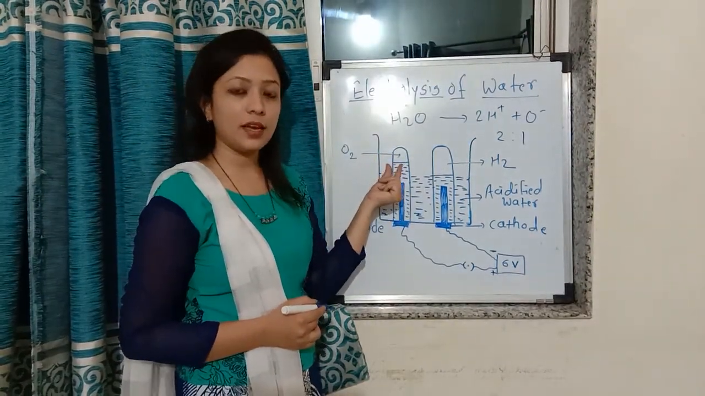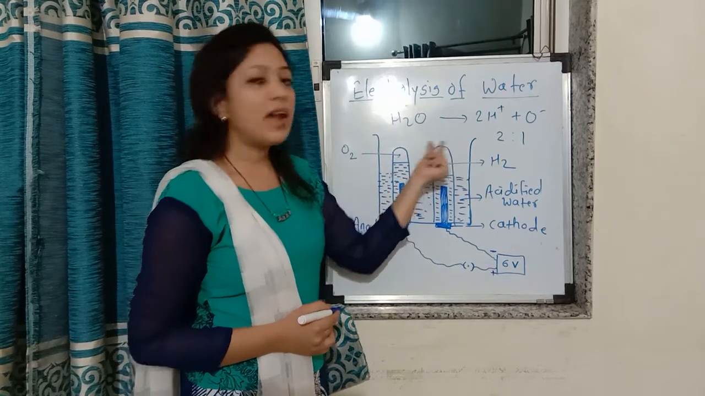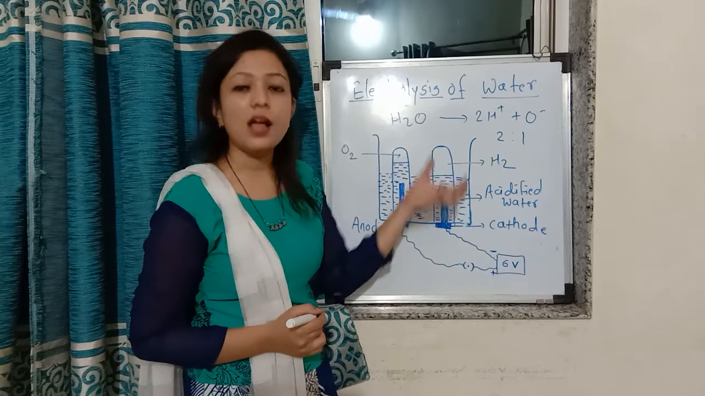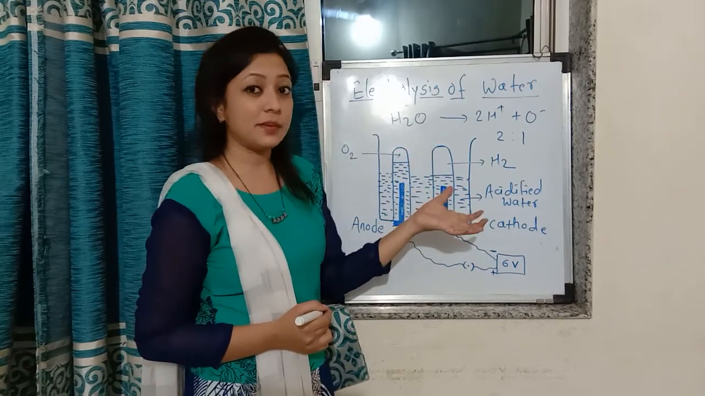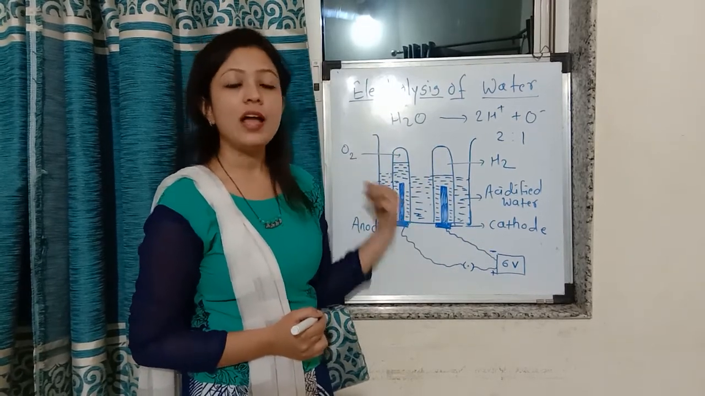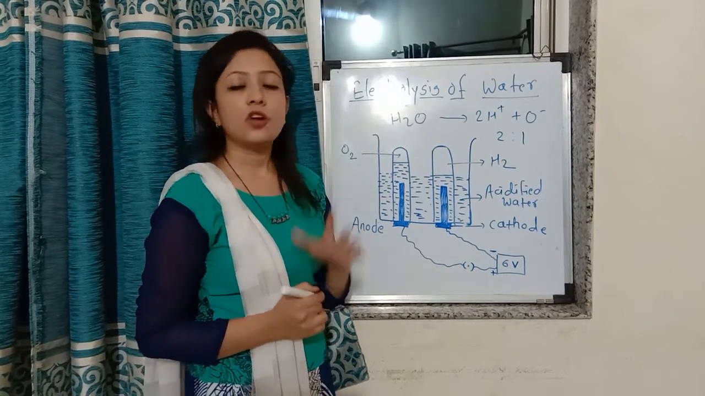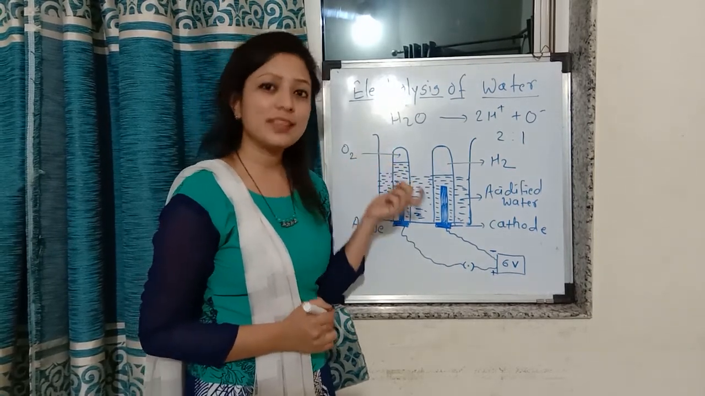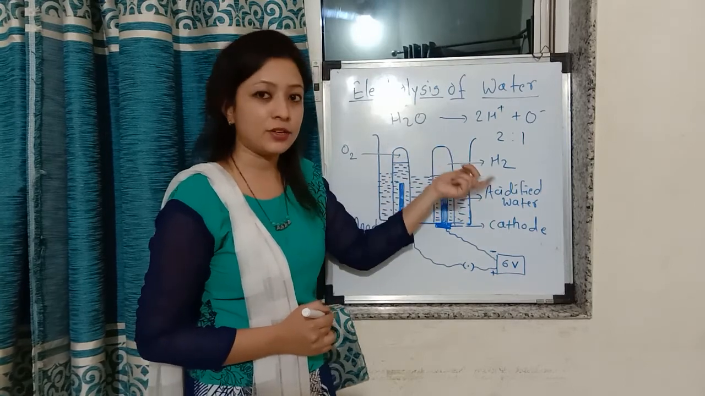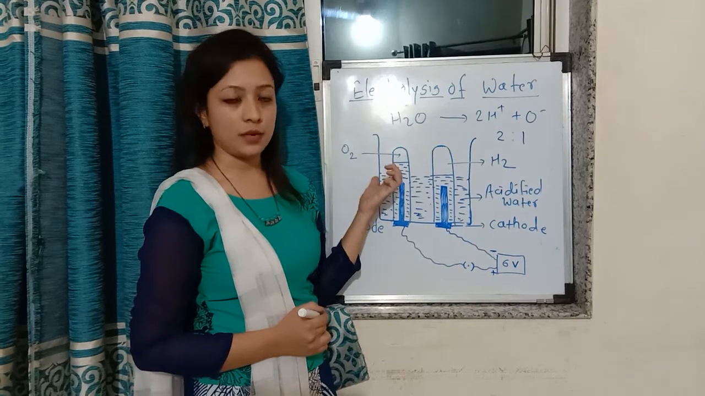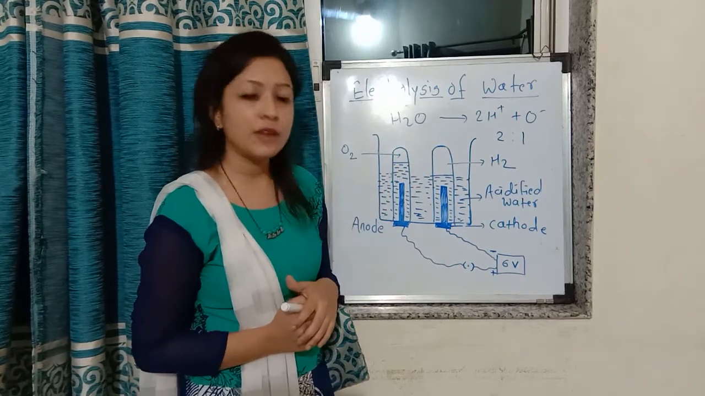gas evolved. They will ask you to write why the amount of gas evolved at one electrode is double the amount of gas evolved at the other electrode. If you go to the NCERT book, in one of the block questions, the question is given, that is why the amount of hydrogen evolved in this reaction is double the amount of oxygen evolved. So students, what answer will you write for this question?